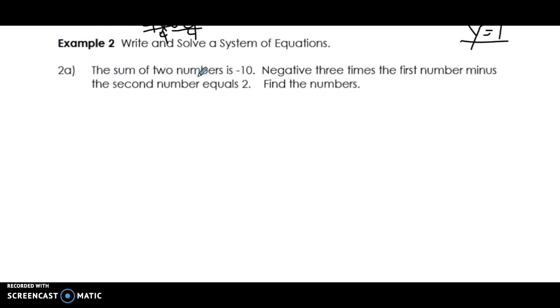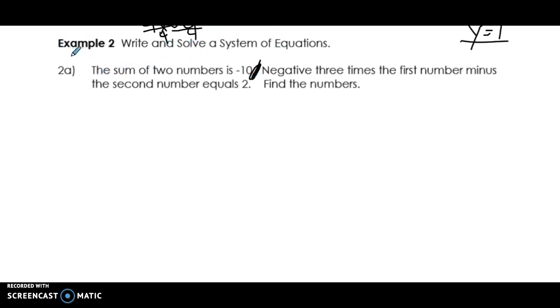All right, so as a whole, it says the sum of two numbers is -10. -3 times the first number minus the second number equals 2. Find the numbers. So it seems like a lot of mumbo jumbo. Look at just the first sentence at first. So I'm going to draw a line to break that up here really quick.